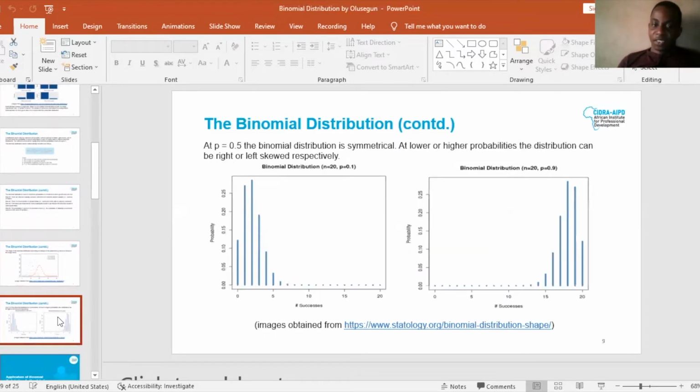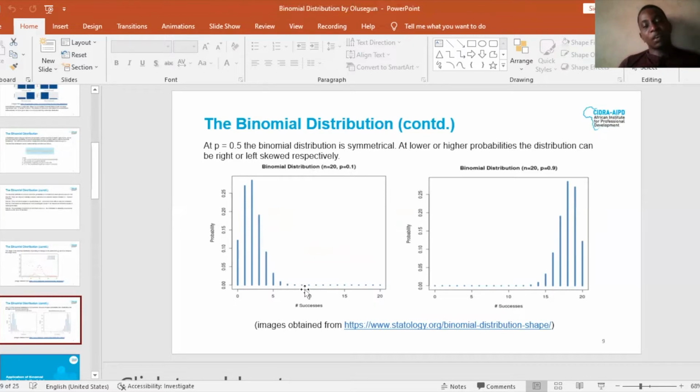As P equals 0.5, the binomial distribution is symmetrical. I'm sure you've noticed that in the previous slide. But at lower or higher probabilities, the distribution can be right or left skewed respectively. Here we have two plots. At a lower probability, we can see that the distribution is skewed to the right, as shown here. Here, N equals 20 and P equals 0.1. So it's no longer symmetrical, and the distribution is skewed to the right.